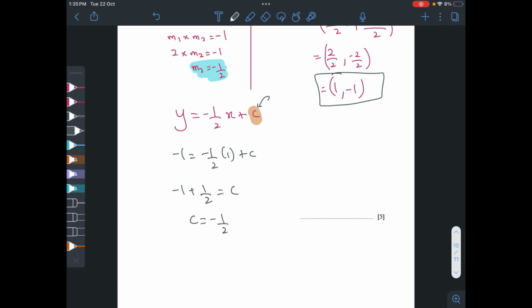Let me see. Just checking. Negative 1 plus 1 over 2, just so that I don't make a mistake. Yes, that is correct. So the equation of the perpendicular bisector is going to be y equals negative 1 over 2x minus 1 over 2. That's my answer. I write it over here. y equals negative 1 over 2x minus 1 over 2.